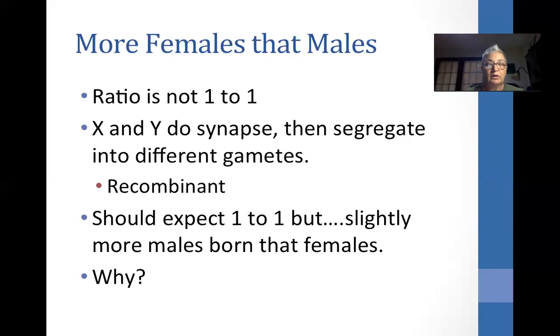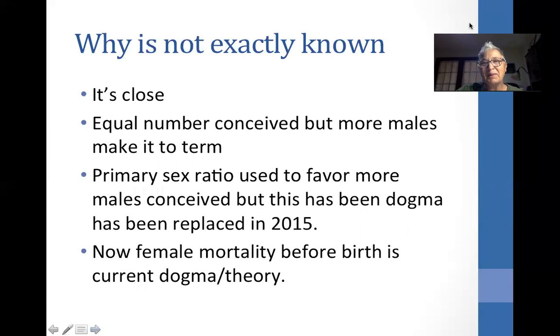You would expect a 1-to-1 based on that Punnett square and just what we see in life, but it's a little different, and why is actually not well known. There's some theories, and really in my world, it doesn't matter too much. There seems to be an equal number conceived, but more males make it to term. And they did some studies, I think, with some miscarried material or embryonic material. I can't remember exactly what it was, but they did decide that it seems like the numbers of conception are equal, but more males make it to term, and they don't really know why.